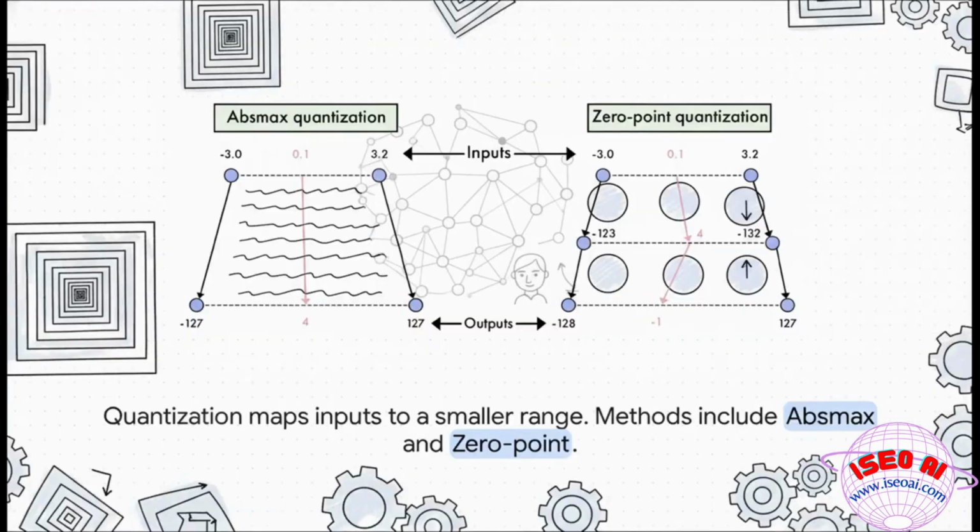So, how does this compression magic actually work? Well, quantization takes a huge range of really complex numbers and basically squeezes them into a much smaller, more manageable set. It's like taking a really long, complicated sentence and summarizing it in just a few key words. That simplification is exactly what makes the model so much more efficient.